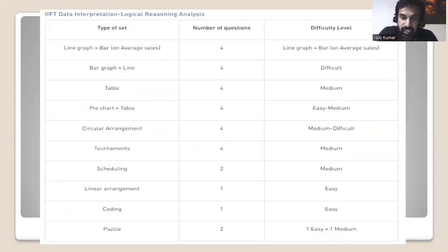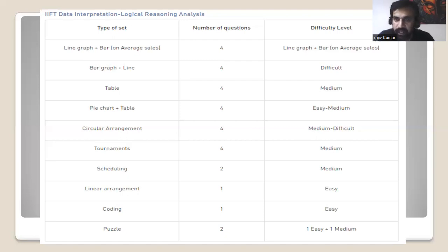Now let's see the section-wise analysis of the different sections, and you'll understand what to prepare and how to prepare. In the line graph, we had 4 questions. Bar graph, 4 questions. Table, 4 questions. Pie chart plus table, 4 questions. Circular arrangement was 4. Tournaments, which generally come in CAT, had 4 questions. Scheduling, 2 questions. Linear arrangement, 1. Coding decoding was 1. Puzzle was 2. And if you look at the difficulty level, around 8 to 10 questions were easy.